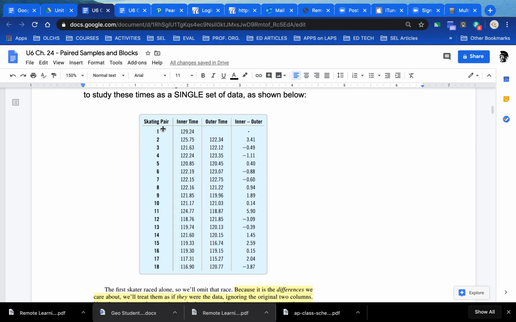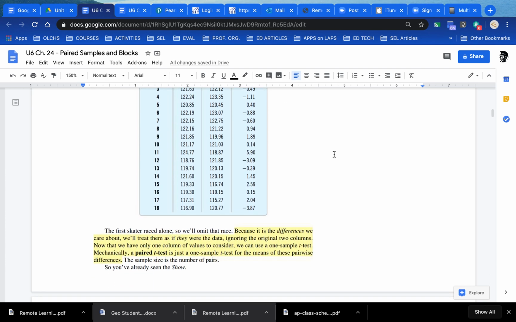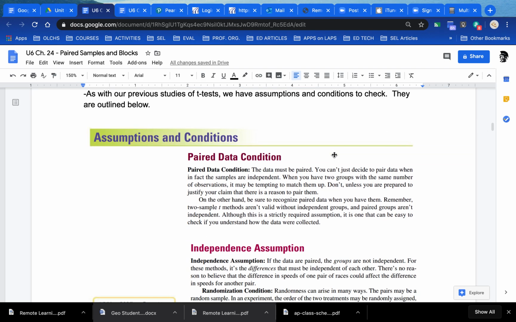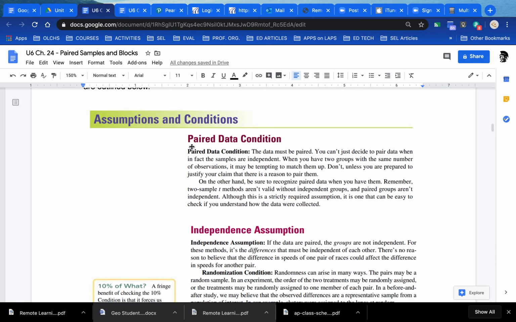So again, if you were presented this data, you could simply subtract the two and enter this in your calculator as one, which is what we're going to do, and you'll see that in just a second. But just like we've seen with any problem, there's assumptions and conditions that we want to check. So we're going to highlight those briefly and then move on and actually do this example. So you'll see here they call it the paired data condition.